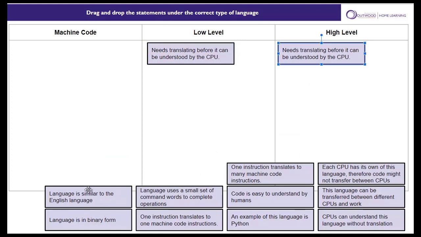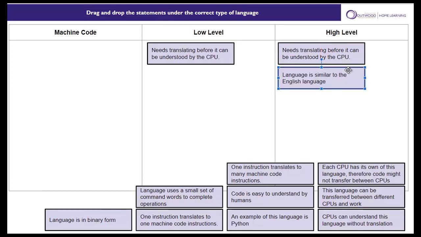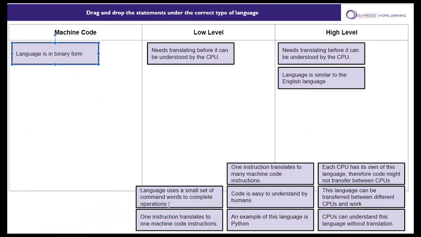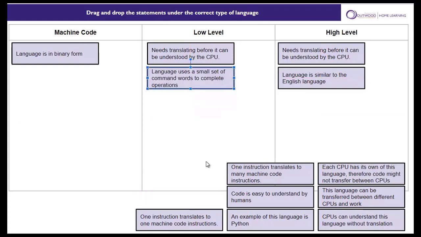Okay, next up is "language is similar to the English language." Well, low level uses mnemonics such as STA, LDA, and so on. High level, or Python, is an example of high level, which is pretty much in the English language. "Language is in binary form." Well, I've already said that machine code is in binary, zeros and ones, so that's that one. "Language uses a small set of command words to complete operations." Well, I just mentioned mnemonics. These are small command words that are used, such as STA, LDA, ADD, and so on. So that is low level.